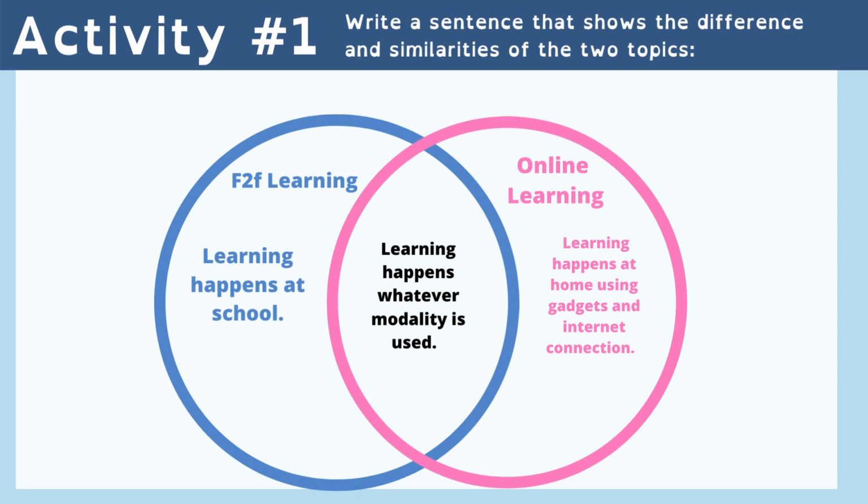So face-to-face learning happens at school, while online learning happens in the convenience of your home, but you need to use gadgets and internet. Now, look at the middle part. In the middle part, we're supposed to write the similarities of these two topics. Even though face-to-face learning happens at school and online learning happens at home, their similarity is that learning happens whatever modality is used. So this is a good example of a Venn diagram that shows the differences and similarities of two topics.